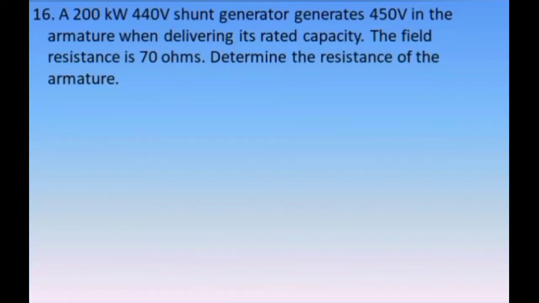Let's have the last problem. Problem number 16. A 200 kilowatts, 440 volts shunt generator generates 450 volts in the armature when delivering its rated capacity. The field circuit resistance, or the field resistance, is 70 ohms. Determine the resistance of the armature.